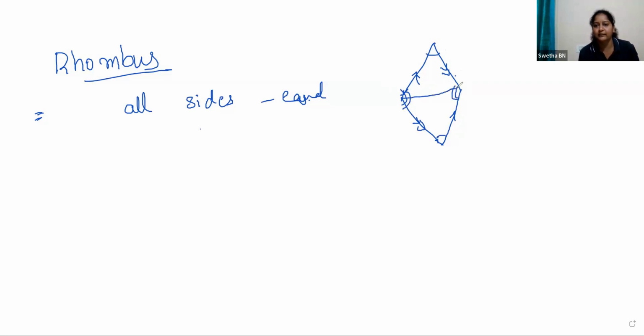And you know the diagonals bisect perpendicularly. Right now, bisect at 90 degree. You should know this, children. Okay. Diagonals are bisecting at 90, at right angle. So these are the properties of rhombus. And what is the area of rhombus? That is half into D1 into D2. D1 and D2 are the diagonals of the rhombus. Okay.